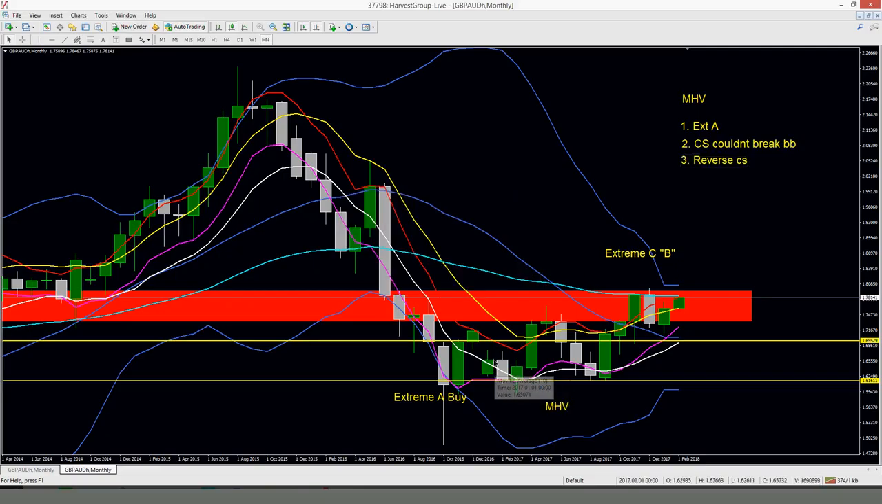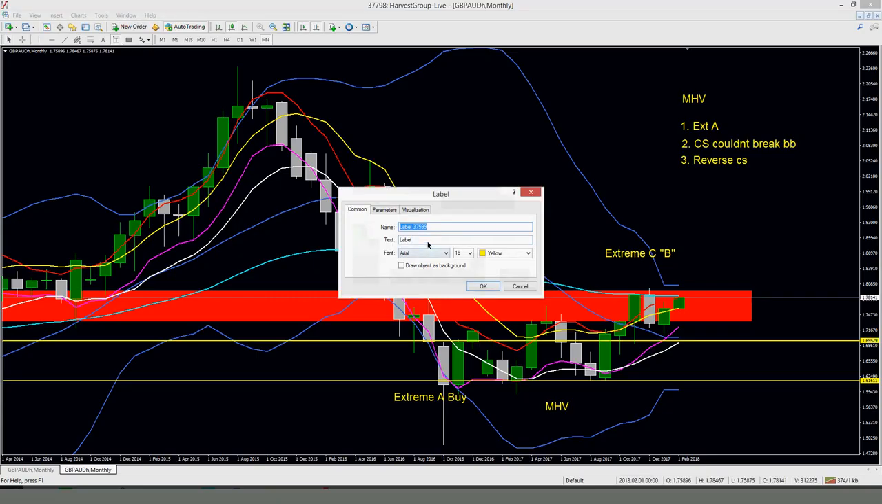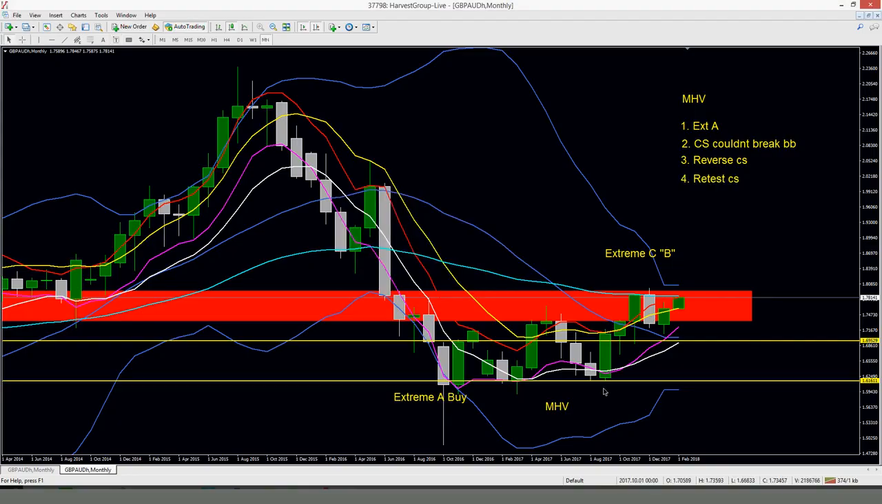When you have a reverse CS, which is this one, because this one goes down, it couldn't break low BB. This is the second characteristic of MHB. And then you have a reverse candle that goes up. So this is now the reverse candle. The reason why we have to mark the lowest body is to make sure that when there's a retest, we are able to entry buy. Obviously, this part over here is the last characteristic of MHB, which is the retest CS. During this retest, we entry buy.